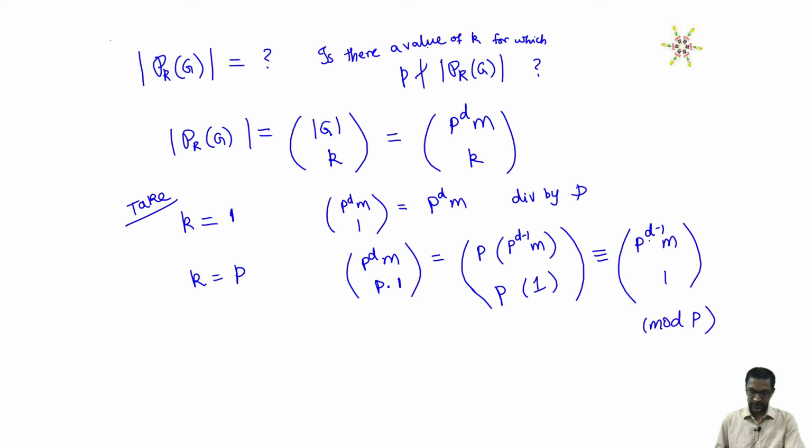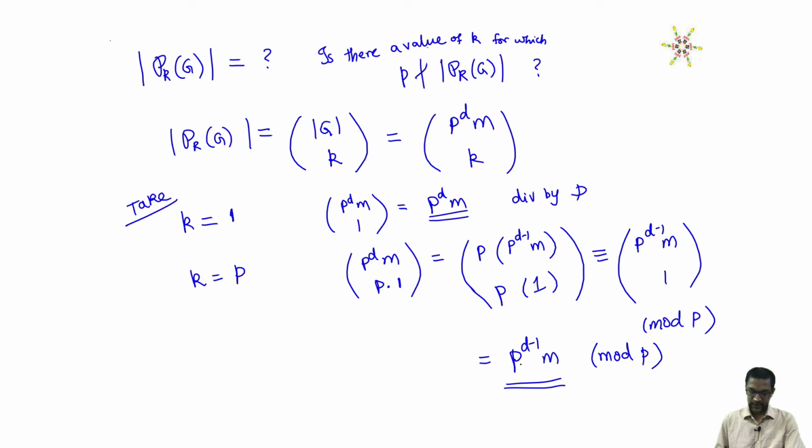Okay, now let's look at this. It's p to the d minus 1 m choose 1, but that's just by definition p to the d minus 1 m mod p. Okay, and now this could be 0 mod p because p to the d minus 1 is probably still some power of p. But it's already better than the original, right? The original guy was p to the dm. Now I managed to get it down to p to the d minus 1 m.